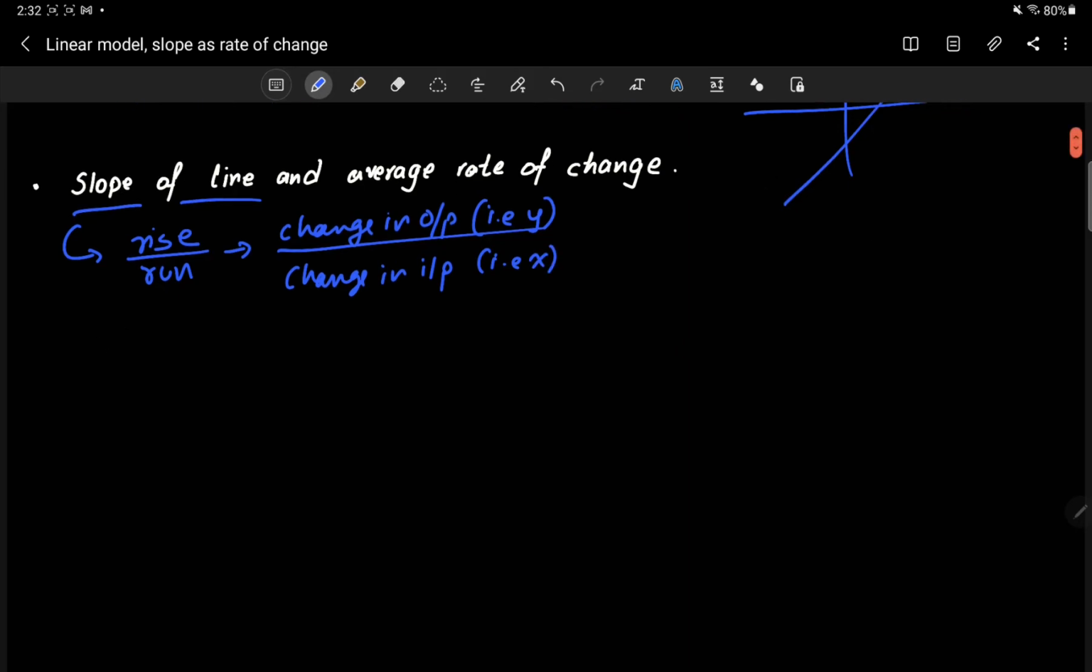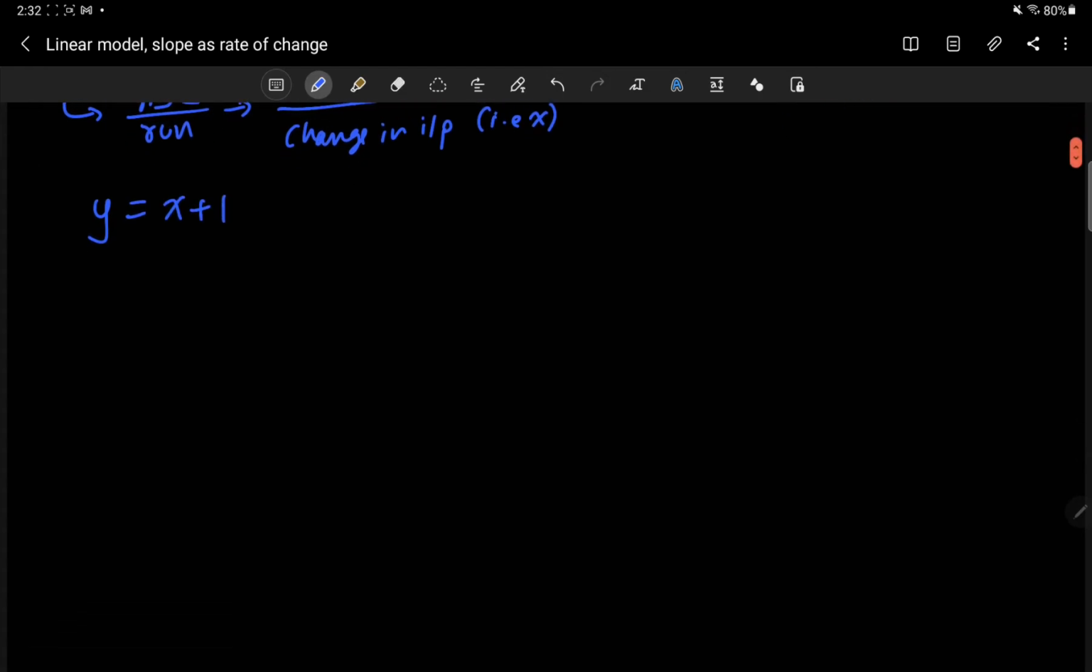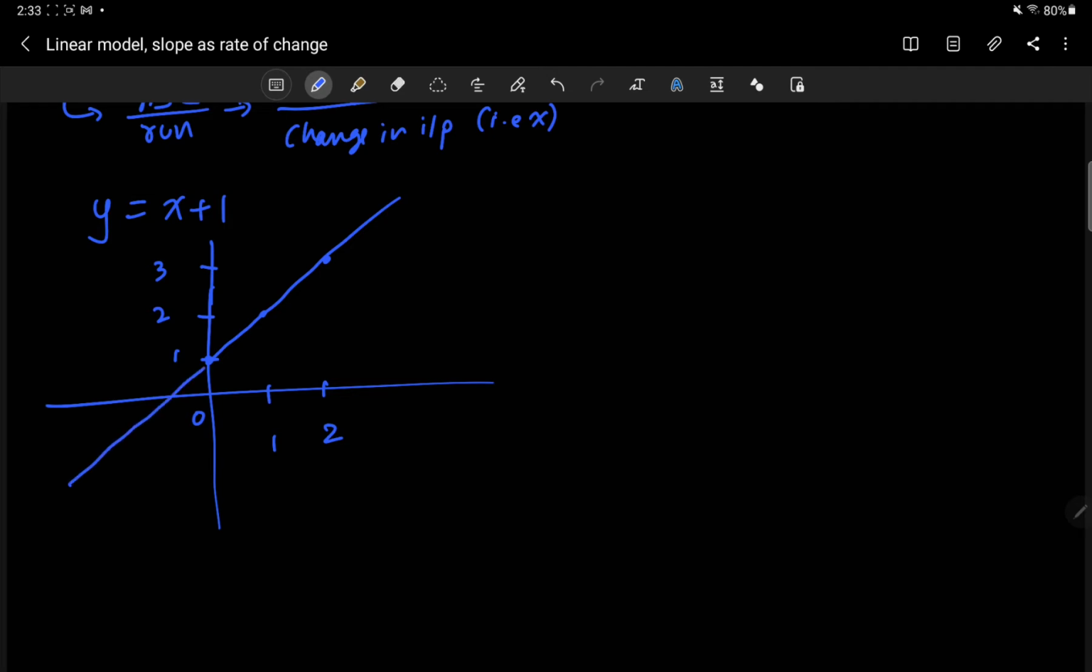For example, if I take the line y equals x plus 1 and I plot this line, when x is 0, y is 1. When x is 1, y is 2. When x is 2, y is 3, and so on. So x equals 0 is over here, here, and here. And that is what my line is going to look like.